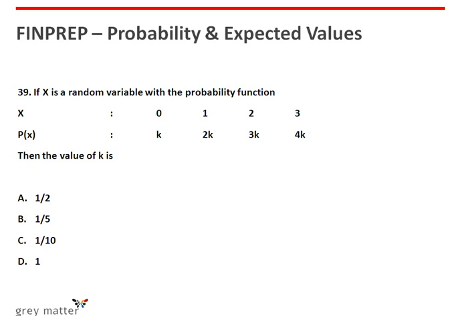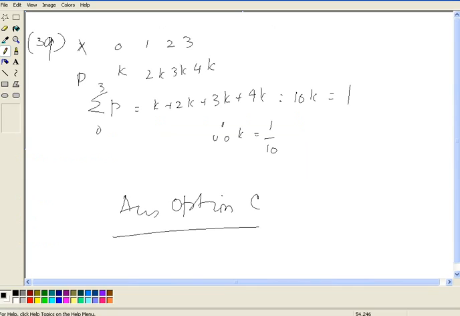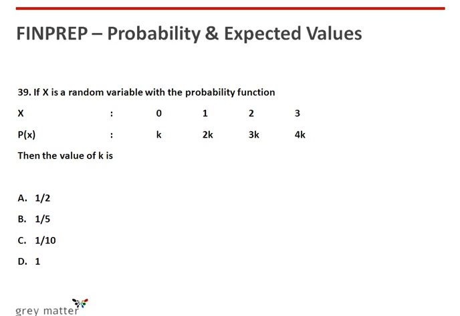39th problem, if x is a random variable, the probability function as given in the question, we need to compute the value of k. Going back to our work area, worksheet, as per the distribution and the corresponding probability. Now we know that summation of all the individual probability should be equal to 1. So that works out to be 10k equal to 1, or k will be worked out as 1 by 10. So the option is C. Going to our PowerPoint presentation, it is C option, which says value of k is 1 by 10.